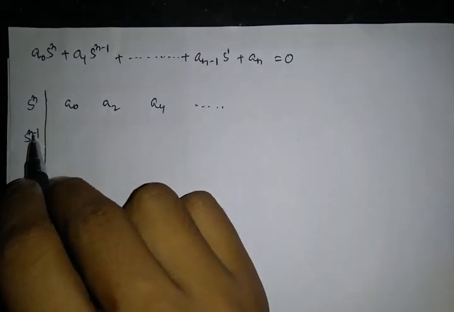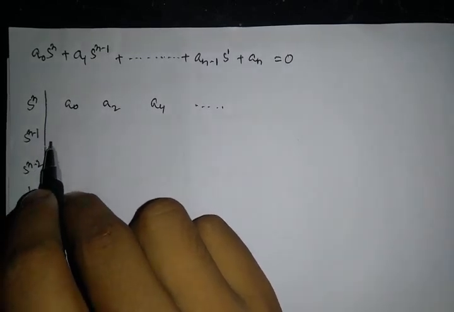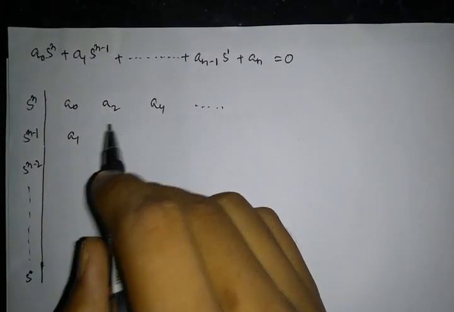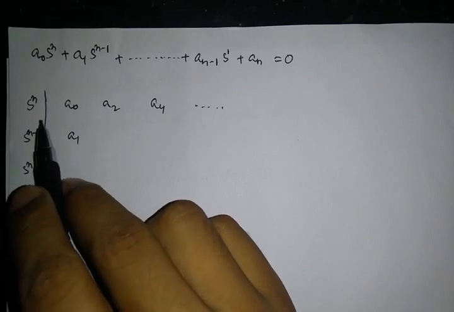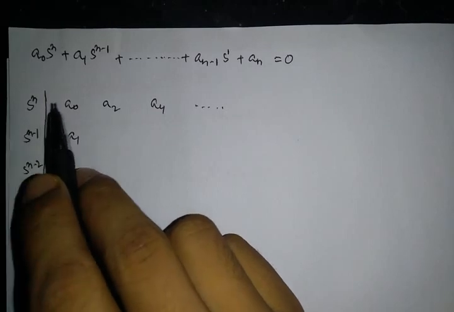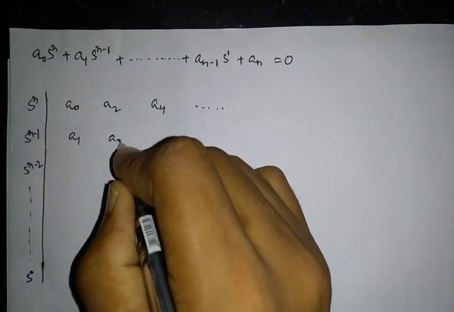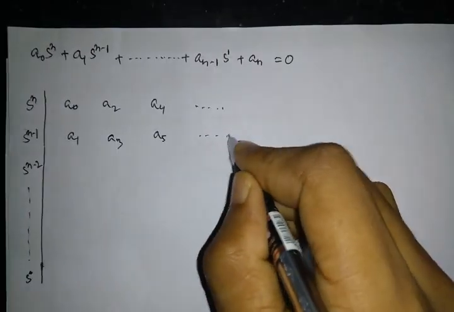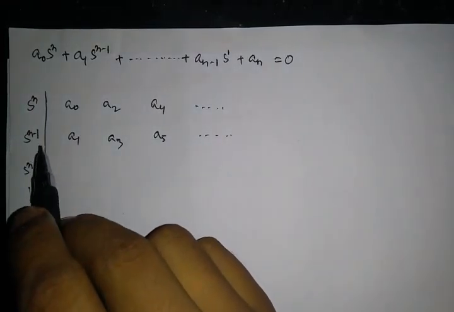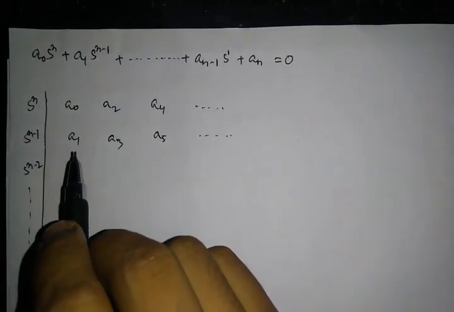Similarly, s to the power n minus 1, I said coefficients of s to the power n minus 1 are also given to you. The first coefficient is a1. Again, if n minus 1 is even, well, all even coefficients will appear. If odd, then all the coefficients corresponding to odd powers will appear. So in this particular case, it is a1, then a3, then a5, and so on. So these are the two rows of the Routh array formulation which is given to you. So the total array formulation I am going to get over here using these two particular rows.